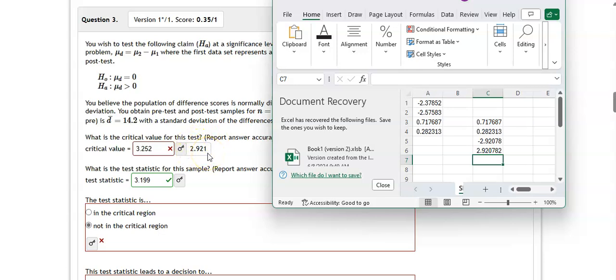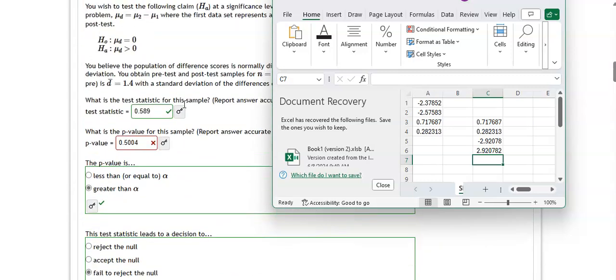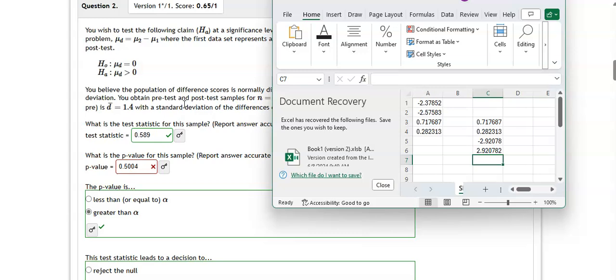So this is the same process we've used before. Just pay attention to what you're doing for critical values. You're using the t inverse function in Excel. And when you're using the p-values, you're using the t.dist function in Excel. So hopefully that will help you here.